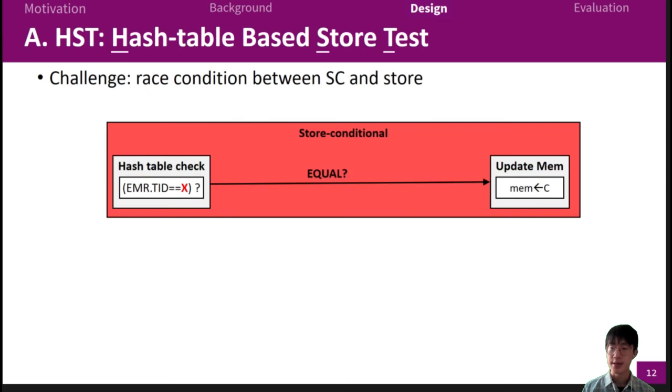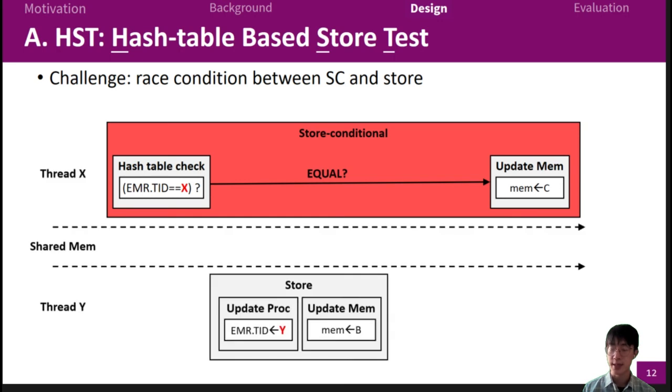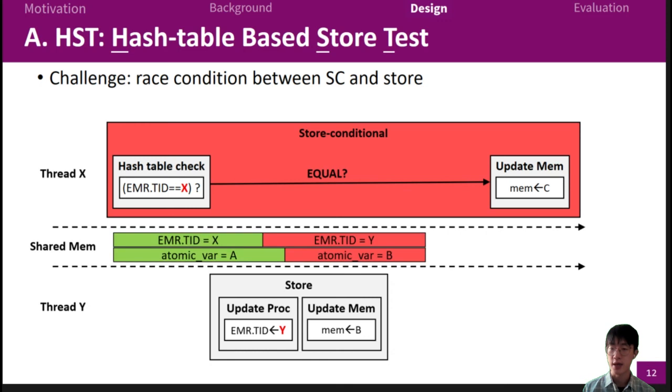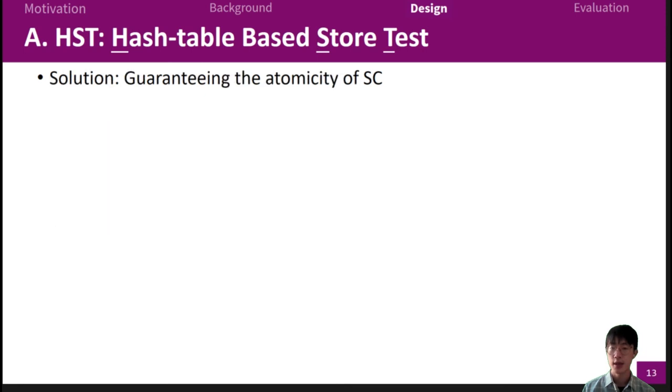Another challenge is the race condition between SC and store. At a lower level, a store conditional first checks the thread ID, and if equal, it then executes a memory update operation. However, if a store happens between the checking and updating, even if it changes both the EMR TID and the atomic variable, it would be too late for the store conditional to notice, resulting in a wrong SC success. Therefore, we have to guarantee the atomicity of SC.